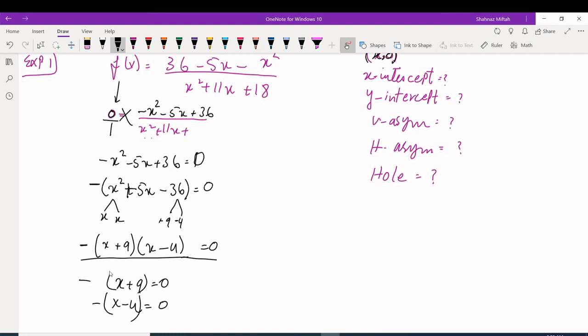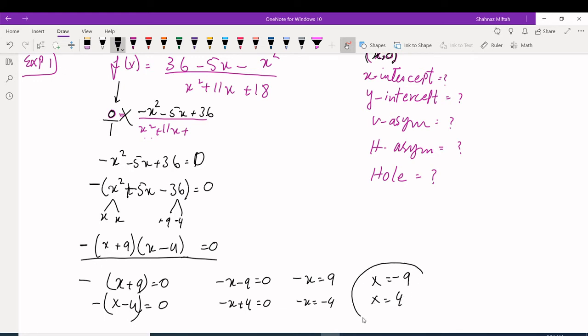So if you want to distribute this negative already, you can go ahead and do it. It's going to give me negative x minus 9 equals 0. This is going to give me negative x plus 4 equals 0. This is going to turn negative x equal positive 9. This is going to turn negative x equal negative 4. Then I got x equal, to get rid of this negative, I got negative 9. To get rid of this negative, I got x equal positive 4.